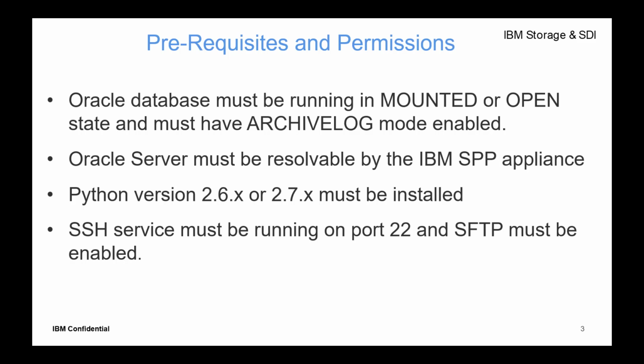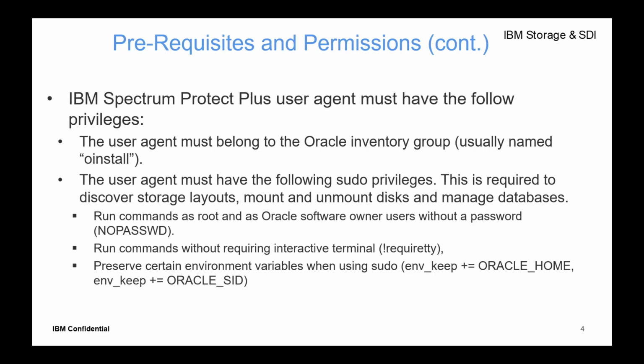It is also very important to ensure that the Oracle server is resolvable by the IBM SPP appliance. Another requirement is that Python version 2.6 or 2.7 must be installed. And finally, SSH service must be running on port 22 and SFTP must also be enabled. In addition to these requirements, the Oracle user agent must have the following privileges. The user agent must belong to the Oracle inventory group and must have specific pseudo privileges in order to discover storage layouts, mount and unmount disks, and manage databases.